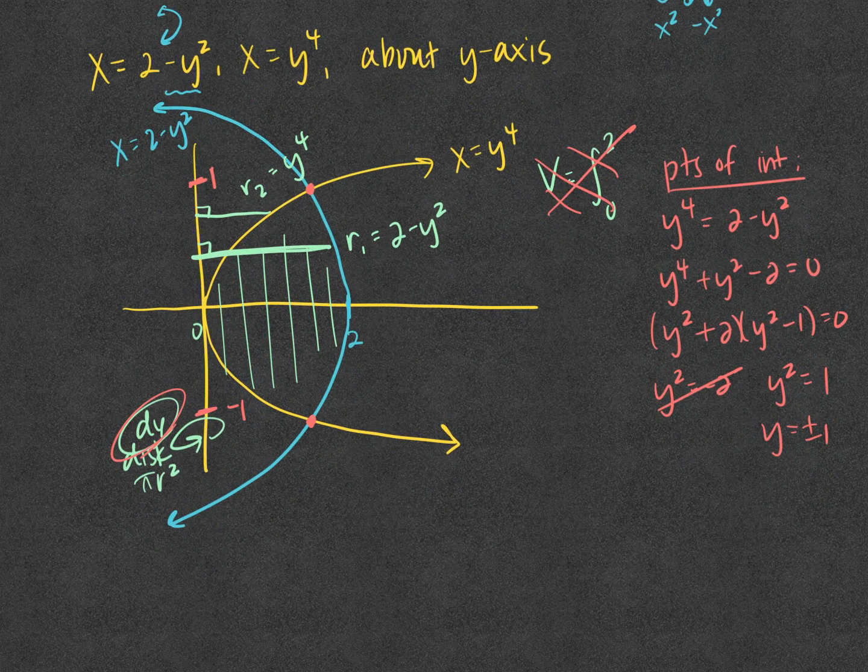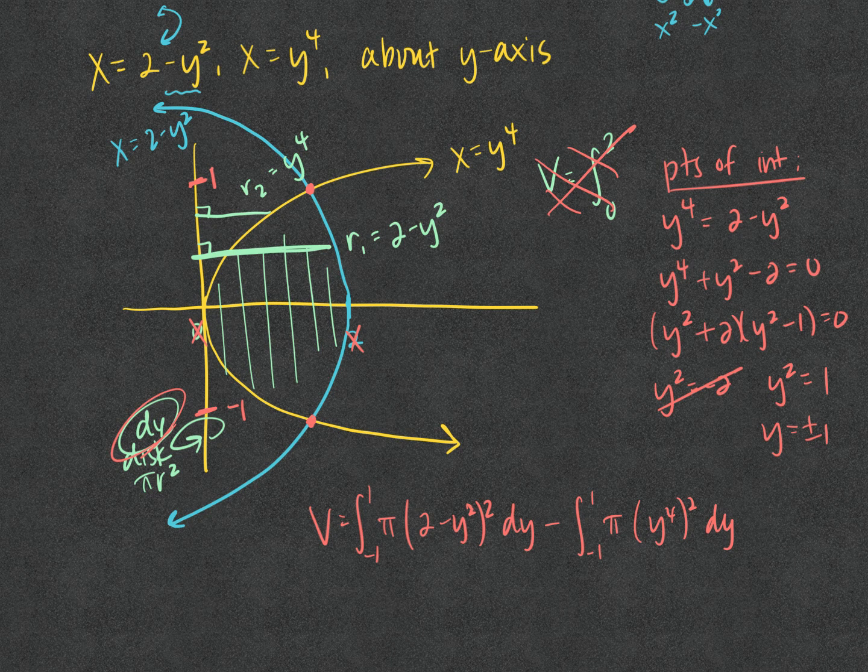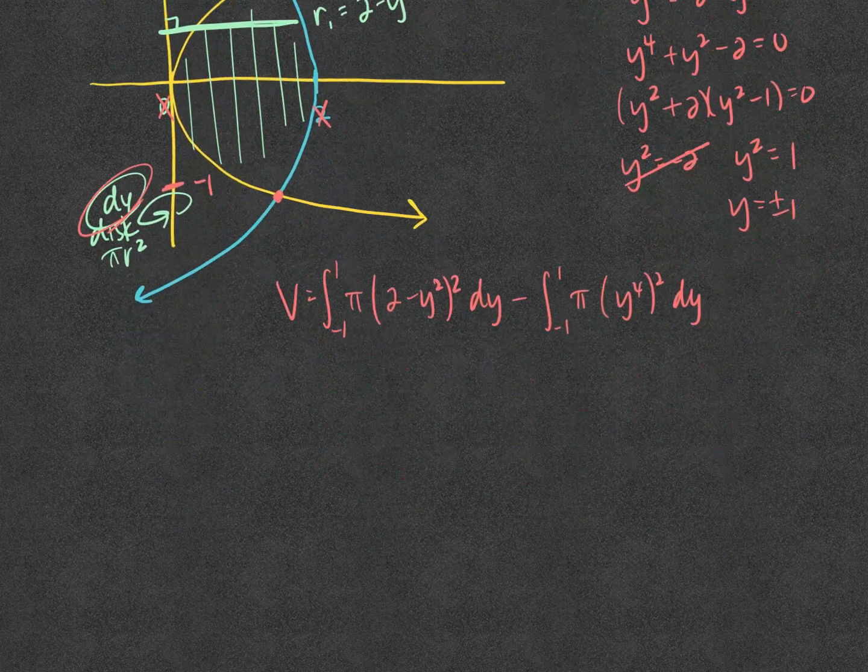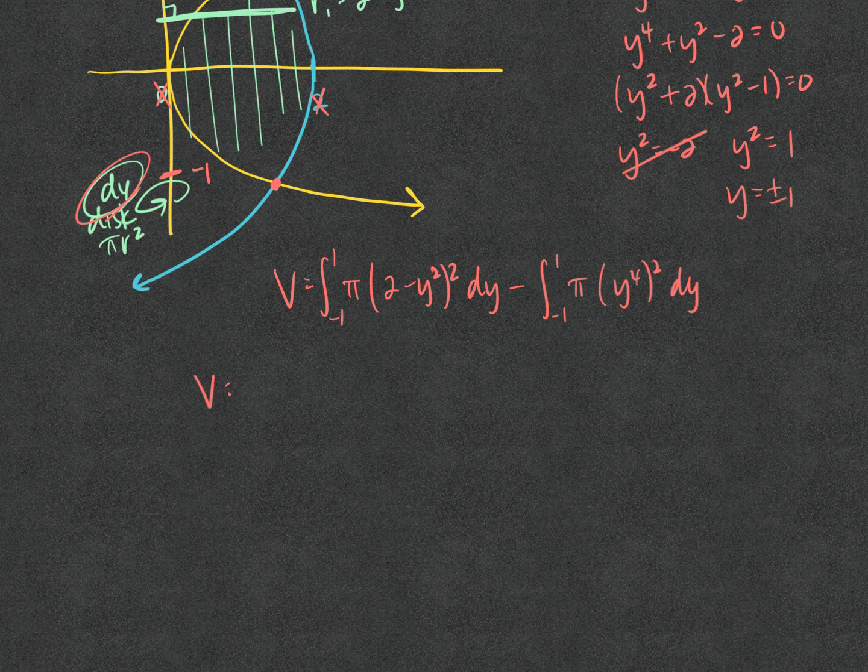So let's try this again. Let's say volume equals the integral from -1 to 1, pi, and my longer radius, my radius 1 is 2 minus y squared, squared, with respect to y, minus the integral from -1 to 1, pi, parentheses, y to the fourth squared dy. Does that make sense? We're tempted by this 2 and this 0, but they're x values. Do not pick them up. They're x values, and we're in terms of y. So now I'm going to say volume is pi, the integral from -1 to 1.